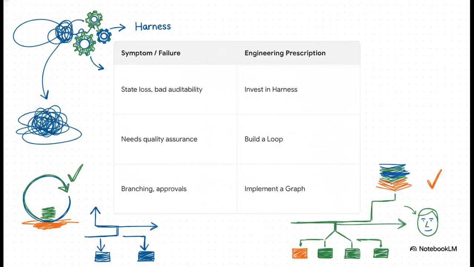Think of this as your ultimate diagnostic toolkit. The next time your AI system crashes or hallucinates, don't just blindly swap in a more expensive language model. Stop and look at the symptoms. If your agent keeps losing state or you can't even audit what it just did, you need to invest in your harness. If your agent is churning out messy work that clearly needs a do, check, improve cycle, you need to build an evidence-based loop. And if your workflow is getting complex and requires explicit human approvals, multi-agent parallelism, or deterministic branching, well, that's exactly when you implement a graph.